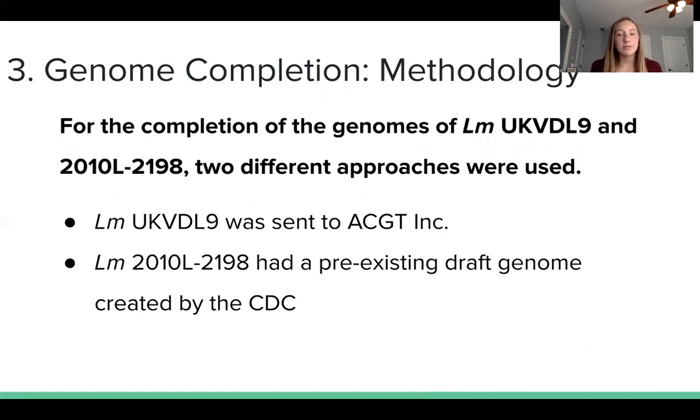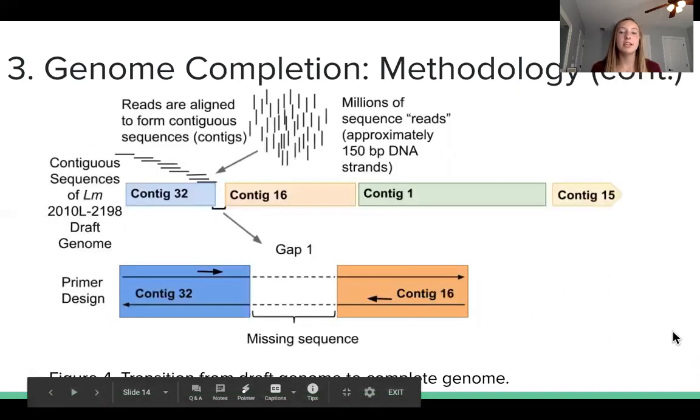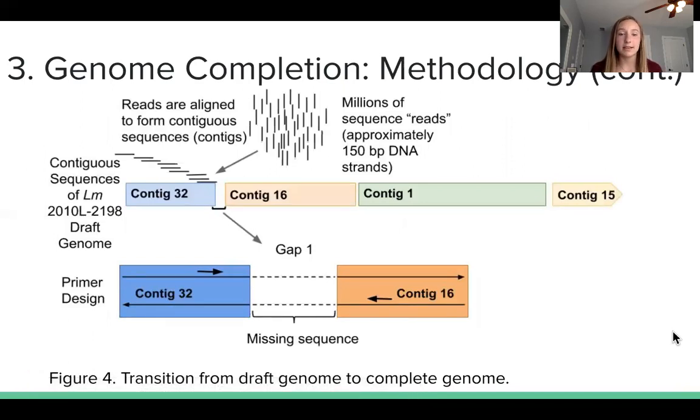However, for 2010 L2198, the process was a little bit different. There was already a pre-existing draft genome that was created by the CDC, so it was my job to go through and fill in the gaps of that draft genome. And shown here is a diagram that depicts the basic sequencing process. It begins by cutting up the genome into millions and millions of sequence reads, which are approximately 150 base pairs in length of DNA.